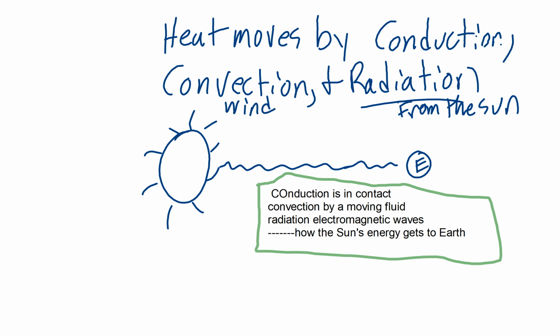Radiation is electromagnetic waves, and that's how the sun's energy gets from the sun to the earth. There's no fluid between the earth and the sun, so there cannot be convection. The earth and the sun are not touching, so it cannot be conduction. So the only way for energy to get from the sun to the earth is radiation.